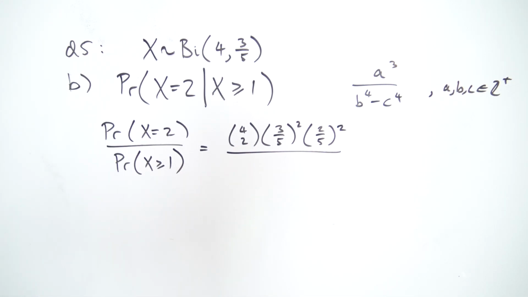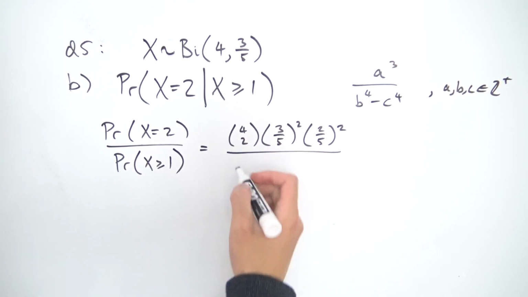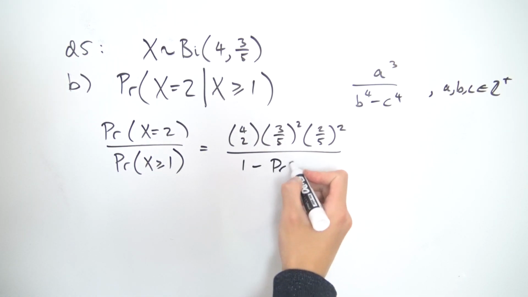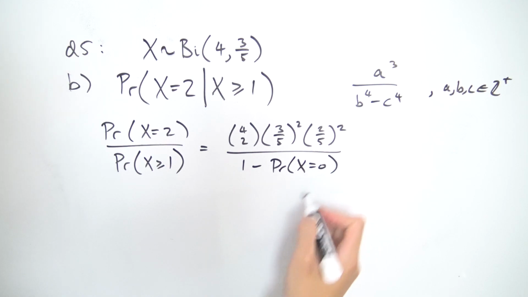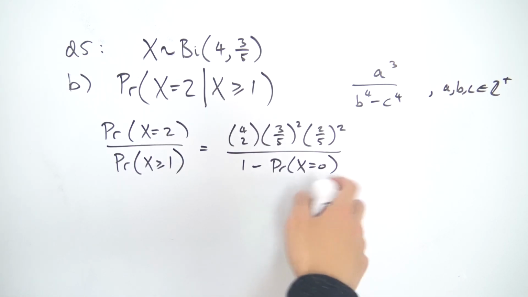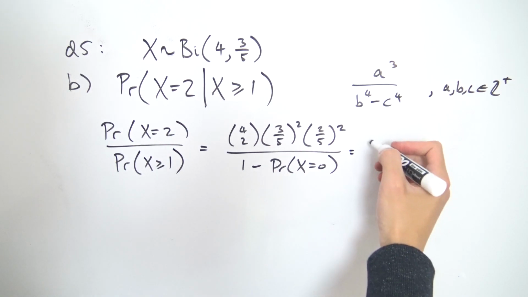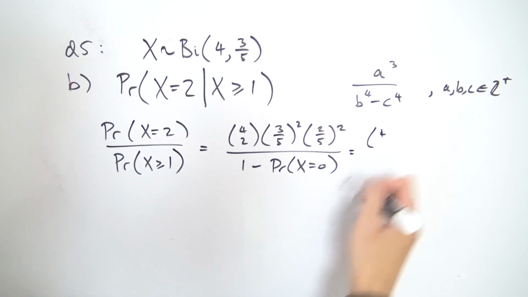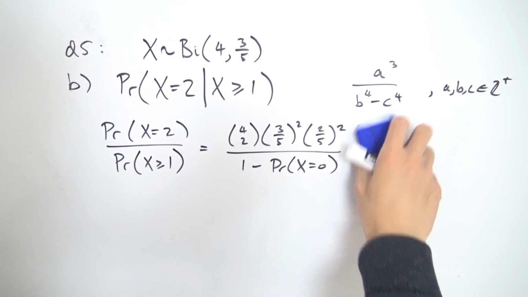Now for the probability of x is greater than or equal to 1, it's a little bit more tricky, but notice that if you consider the probability that no one has it, then if you take 1 minus the probability that no one has it, then that's the same thing as the probability that at least one person has it. So we have this form right now, and we can use the binomial formula again for the probability that x equals 0, so that's 4 choose 2. Actually, we can do a bit more work at the top.